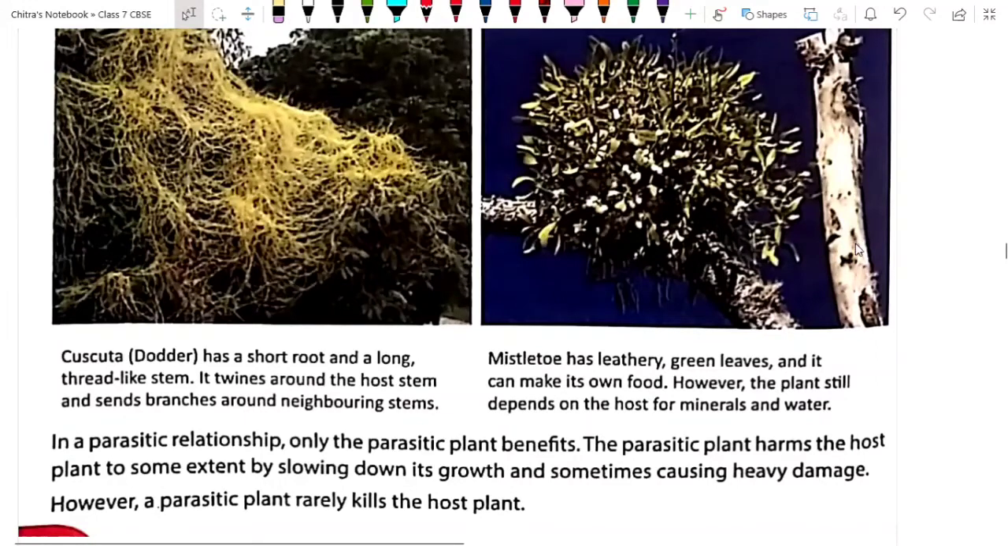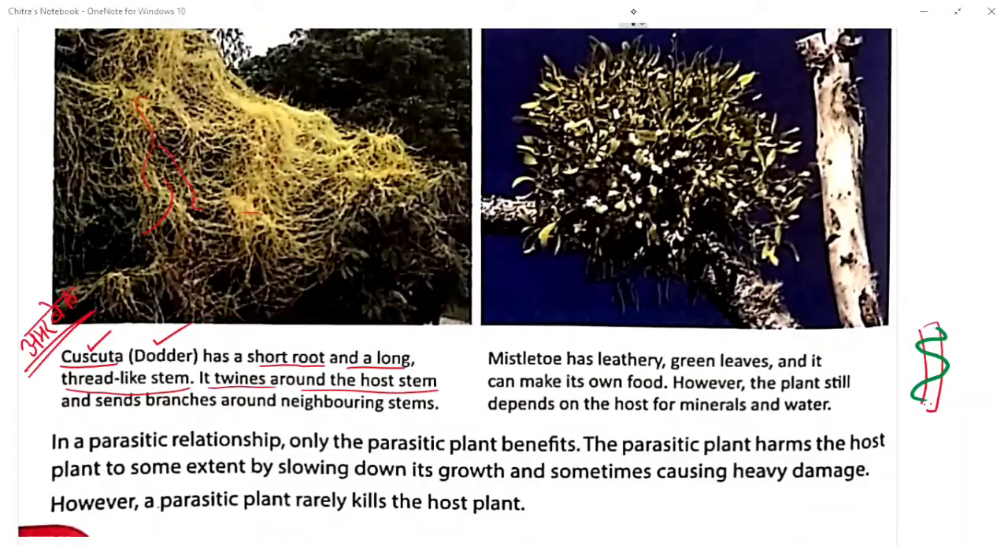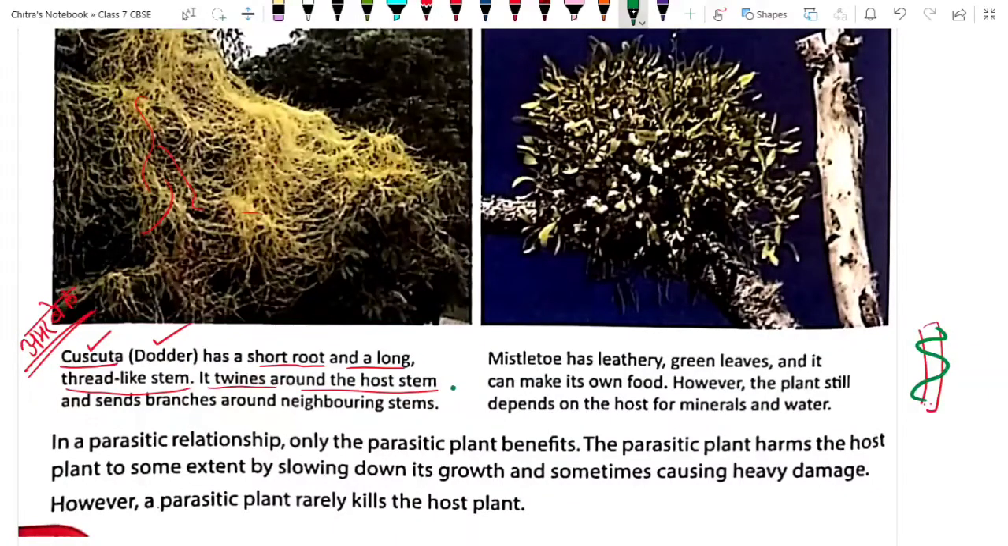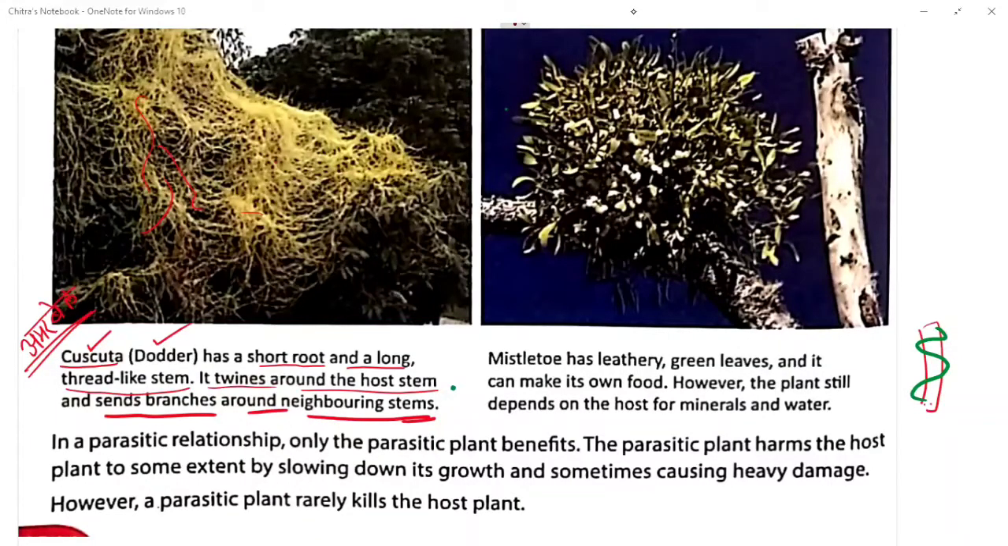Yes, yes. Okay. So here you can see the hair-like, yellowish structure on the green plant, which is called Cuscuta. In Hindi, it is called Amarbel, and in English it is called Cuscuta or Dodder. Okay. It has a short root and a long thread-like stem. It twines around the host stem. Suppose here we have the host stem, so that plant twines like this. Okay, and special kinds of roots penetrate the host plant and absorb nutrition from it. It also sends branches around the neighboring stem, and it generally spreads all over the plant and absorbs nutrition from it.